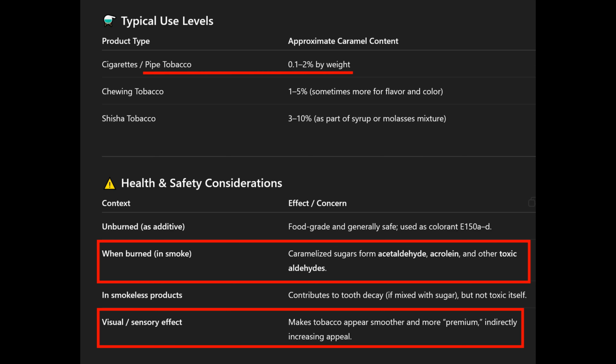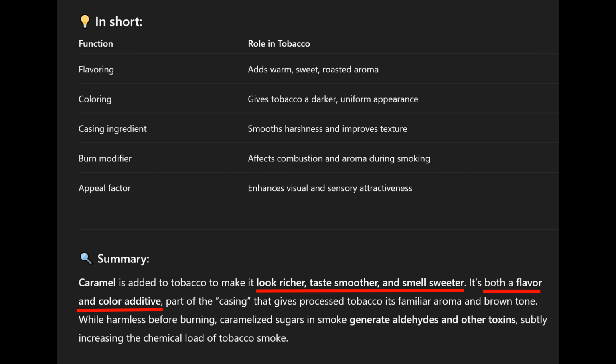So that's a bit of cheating, isn't it? In short, it says its function, its role in tobacco. Caramel is added to tobacco to make it look richer, taste smoother, and smell sweeter. It's both a flavor and color additive. So that is with caramel.